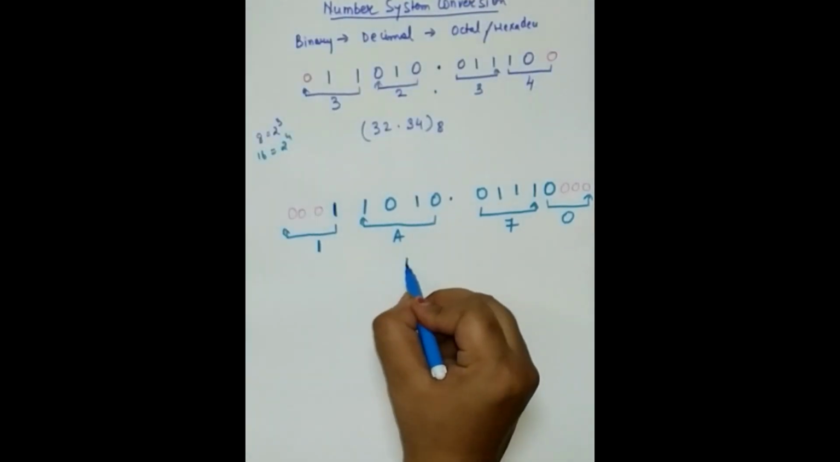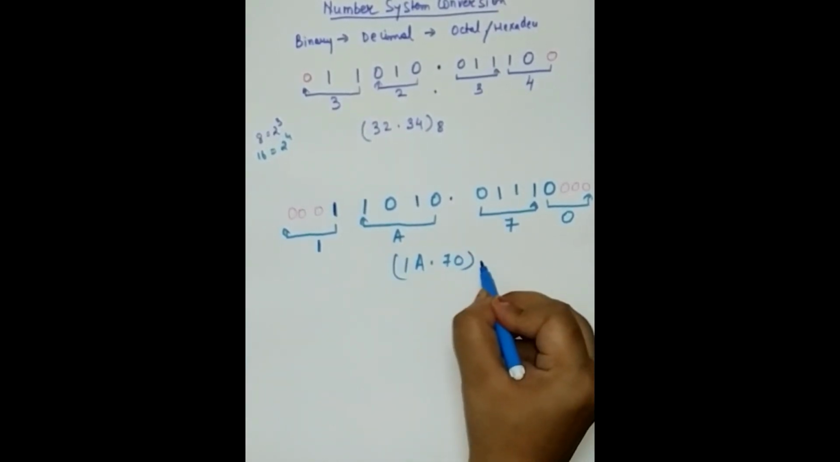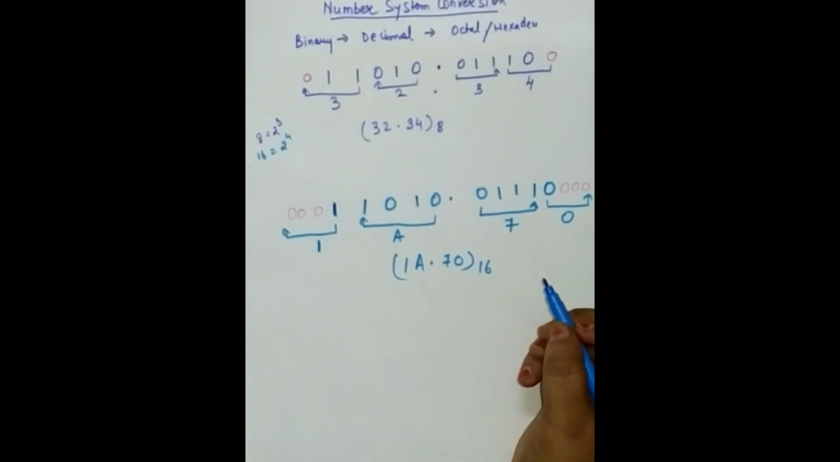So my answer is 1A.70 to the base 16. So this is a very simple, easy method, but you should remember the binary equivalent of the hexa and the octal number system.